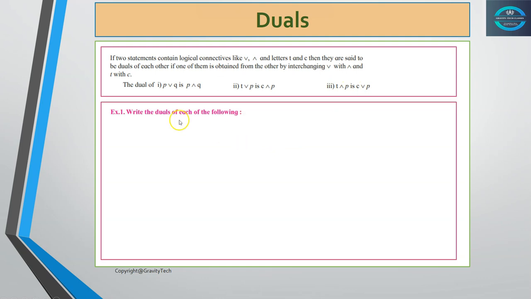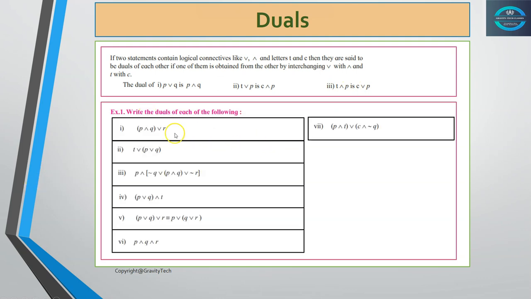Now let's see some examples. Write the duals of each of the following. Right, so these are the kind of examples we have. Let's look at them. The first example is P and Q or R. Here, keep everything else as it is. P stays the same. 'And' is replaced with 'or'. Then Q as it is, and then the bracket is complete. Then 'or' is replaced with 'and', and R stays as it is. Correct. This is the dual of this.